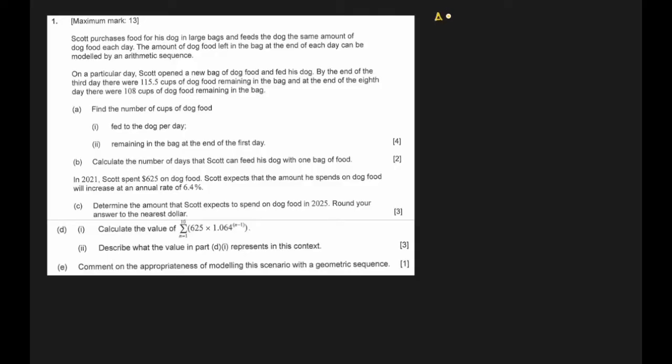This is Application and Interpretation High Level Paper 2 of May-June 2022.